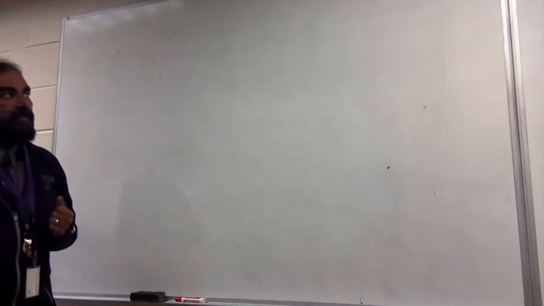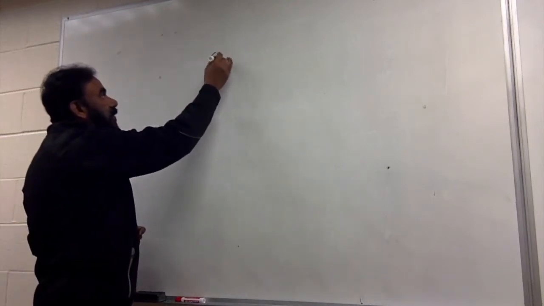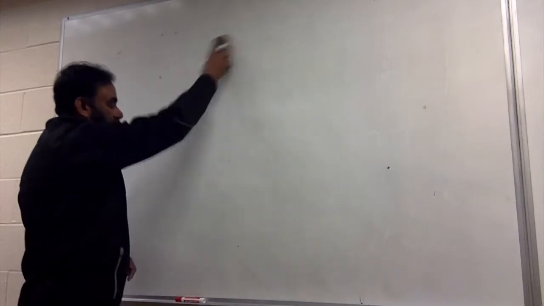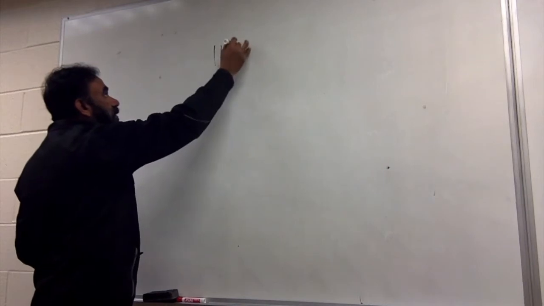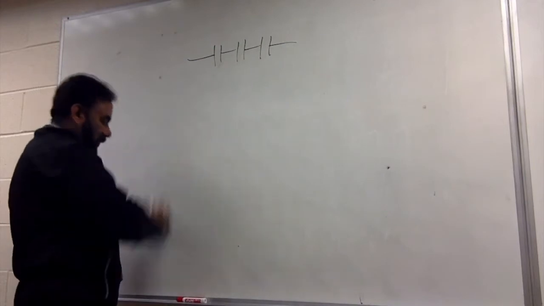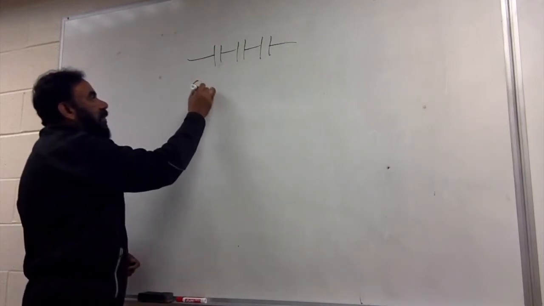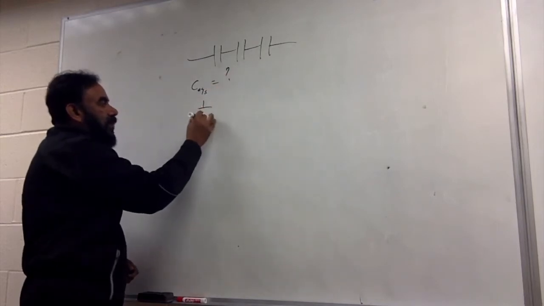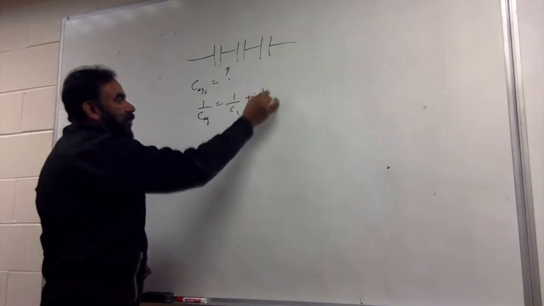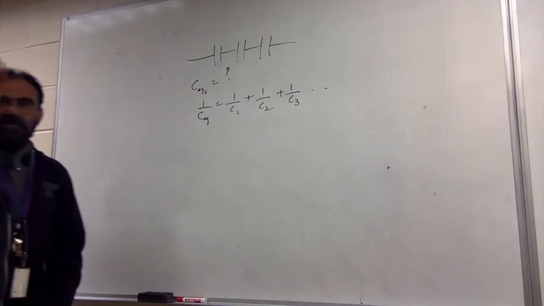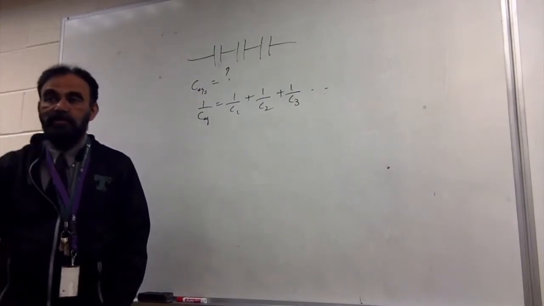Now, we also saw the capacitors. When capacitors are connected in series, the C equivalent of series capacitors, how do you find it out? 1 over C equivalent is equal to 1 over C1 plus 1 over C2 plus 1 over C3, etc. So just flip the thought from resistors to capacitors, it's just the opposite.